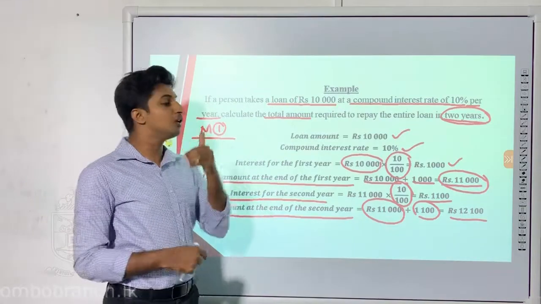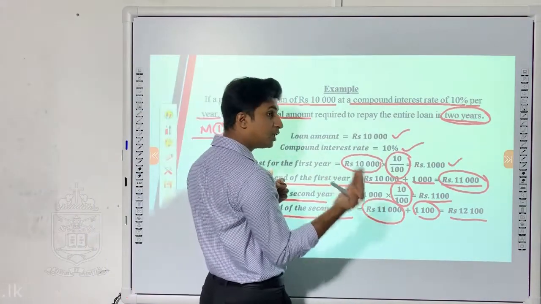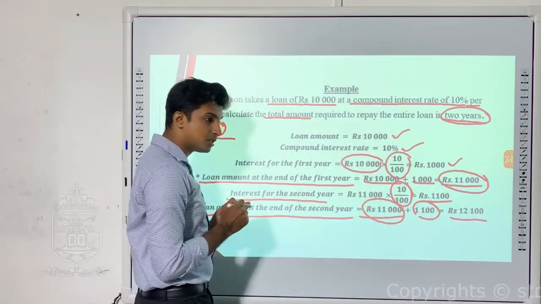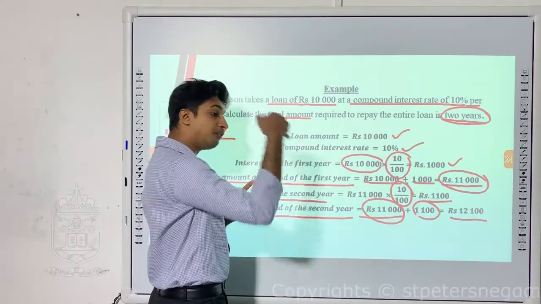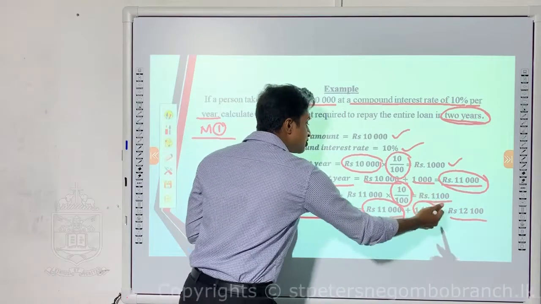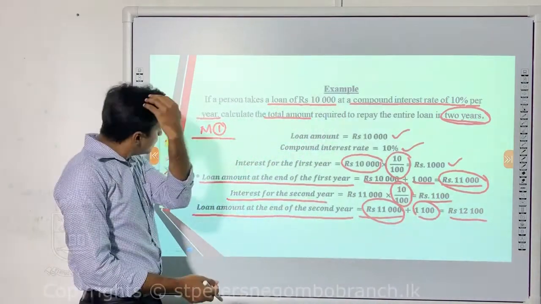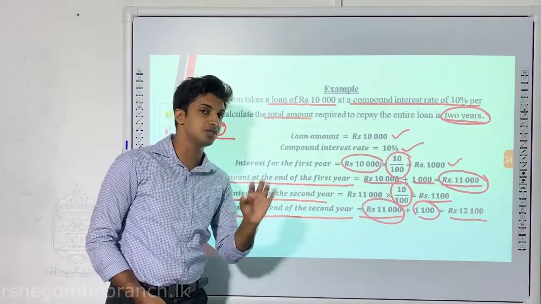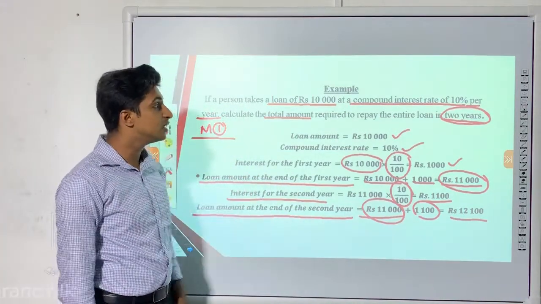By the beginning of the second year, that is, by the end of the first year, you had rupees 11,000. To that value, you have to add the second year's interest. That means by the end of the second year, you have to pay a total of rupees 12,100. That is the answer for this question.